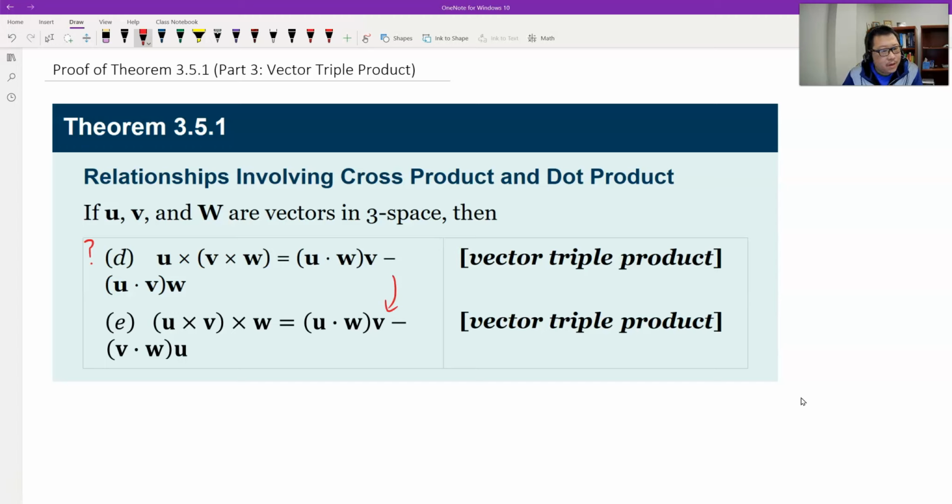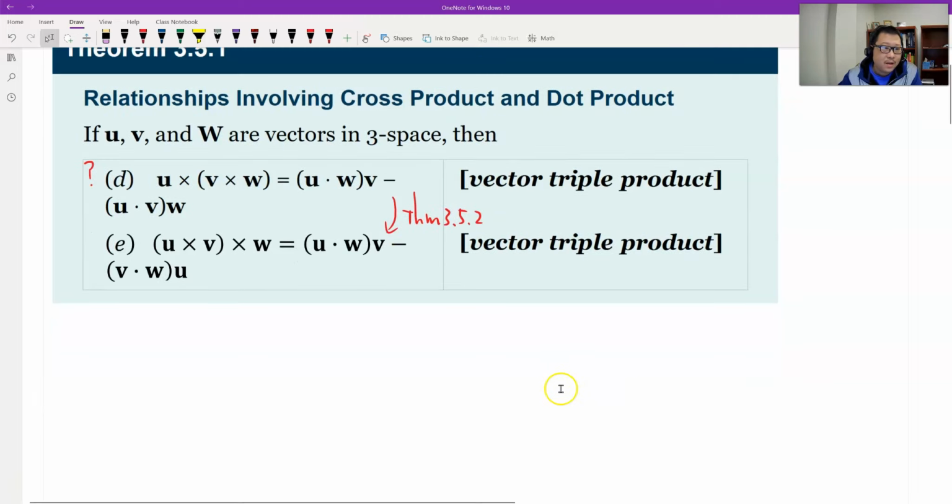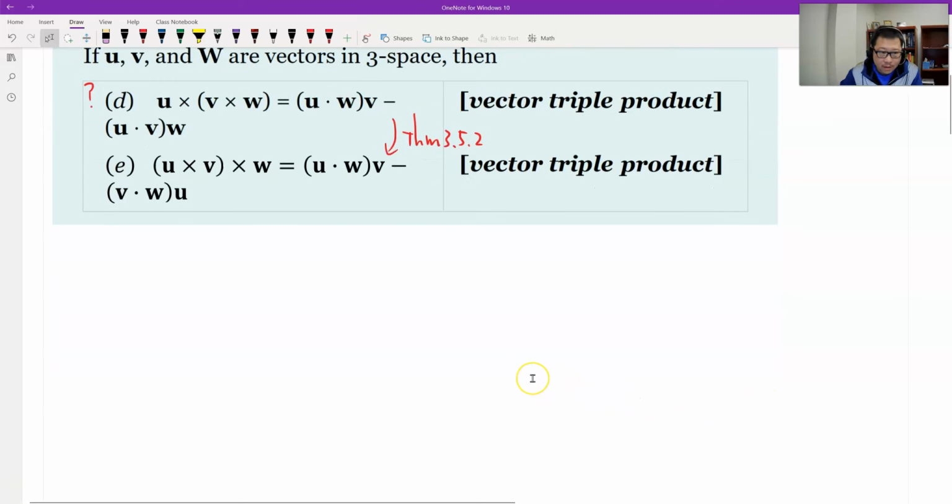Which tool do we need? We just switch the order, which is anti-commutative. So we use Theorem 3.5.2, anti-commutative. So let's go to E first. Verify.